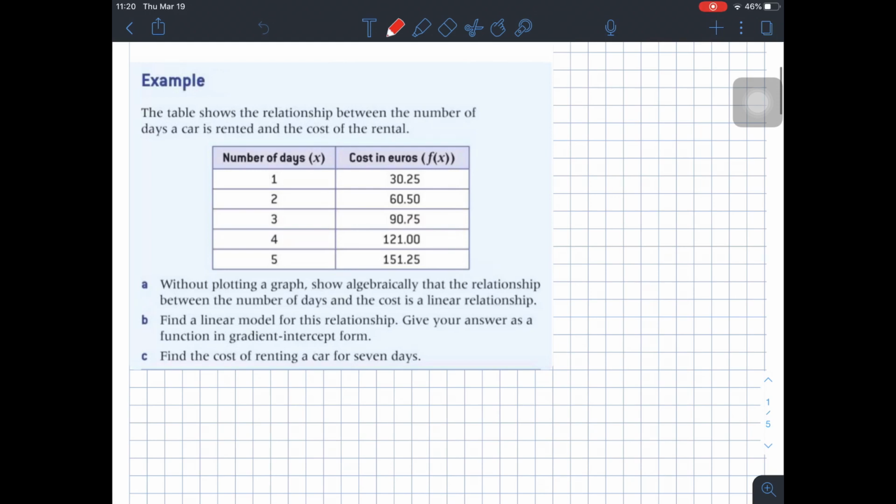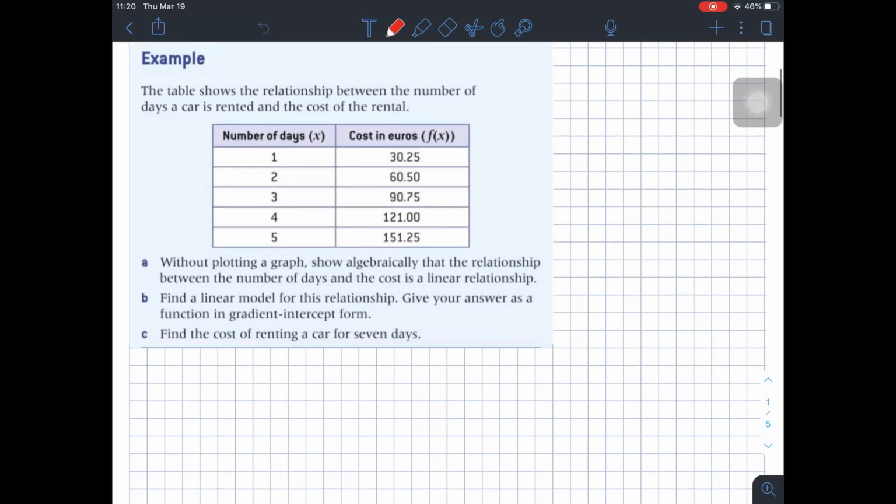It says, the table shows the relationship between the number of days a car is rented and the cost of the rental. I think it's the same example we've seen at the beginning in the investigation. So we have number of days and cost in euros. Part A: without plotting a graph, show algebraically that the relationship between the number of days and the cost is a linear relationship. So without drawing this, how can we determine if this corresponds to a linear relationship?